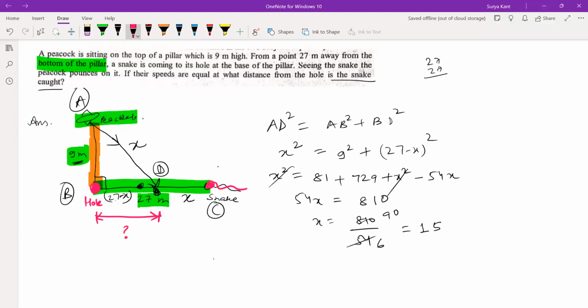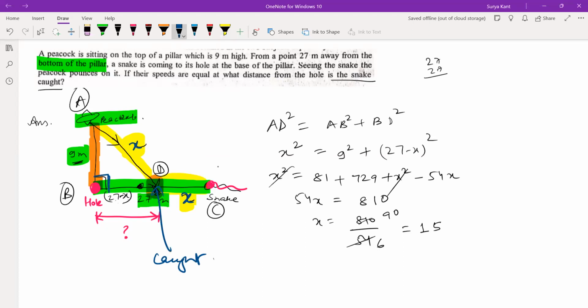So you may not understand this part here. This one is x and this is also x. It's happening as x and x because they are moving at the same speed, right? So if the snake covers x distance, the peacock also will cover x distance only. So here at this point, it got caught. From here this is x, so this is also x.